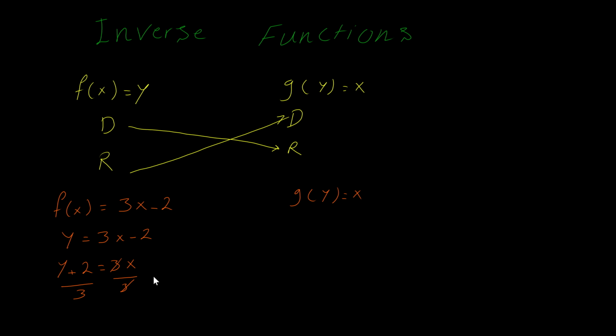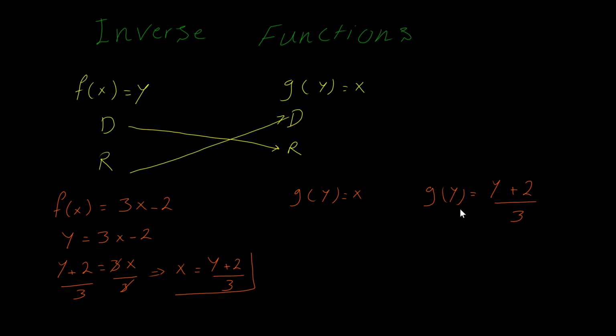Now we have x is equal to y plus 2 over 3. Now we said that our inverse function is g of y is equal to x, so we substitute the x with the function that we found, and we get g of y is equal to y plus 2 over 3. And that is basically our inverse function.